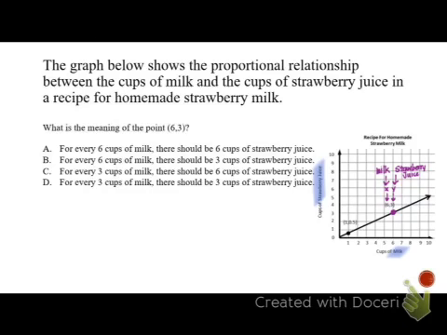So we're looking for a statement that says that we have 6 cups of milk with 3 cups of strawberry juice. And in B, we say that we have 6 cups of milk and 3 cups of strawberry juice. So B would be our correct answer.